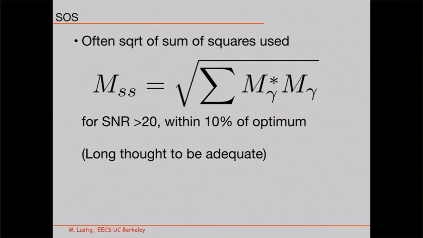But as it turns out, for SNR of over 20, the result is within about 10% of the optimal choice. So not a bad thing, so long as it's found to be adequate. But if you have a low SNR regime, or you want to remove the sensitivity, or you want to really get the right thing, then you want to do the optimal reconstruction. But very commonly people will just take the square root of sum of squares, and that's it.